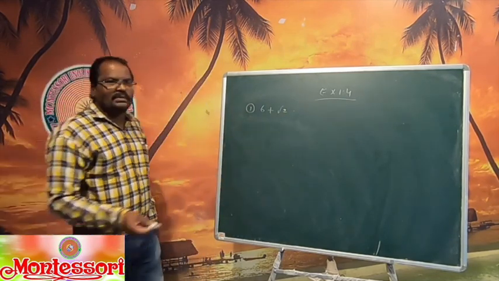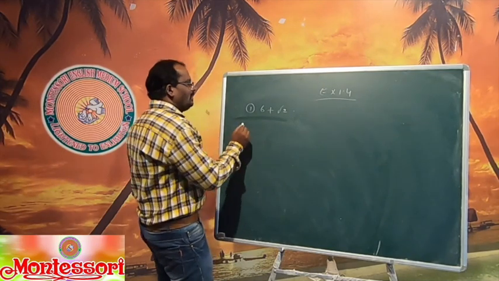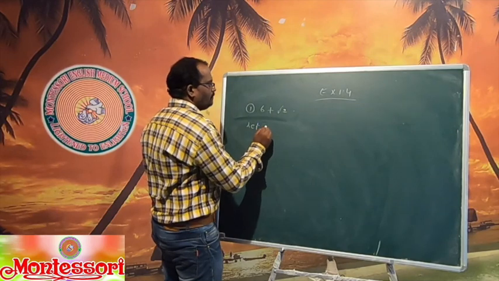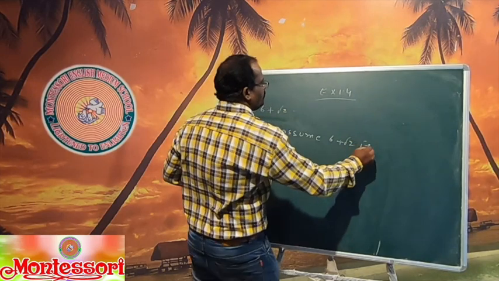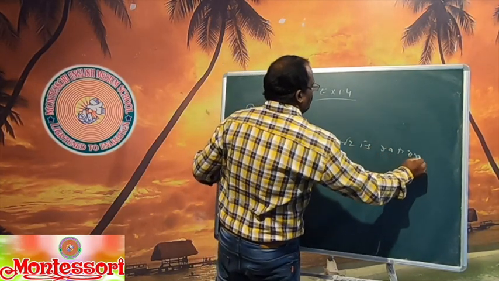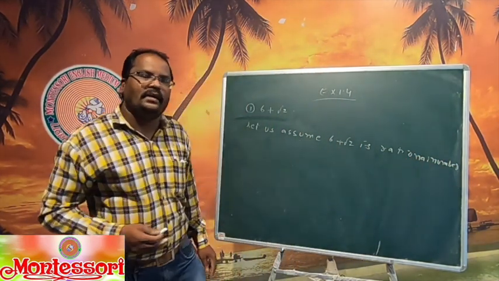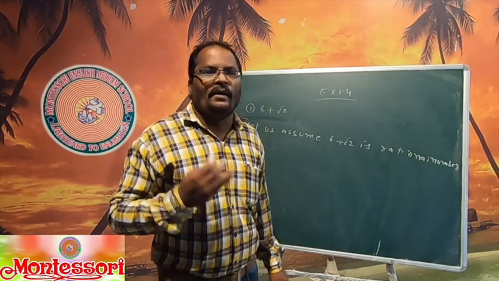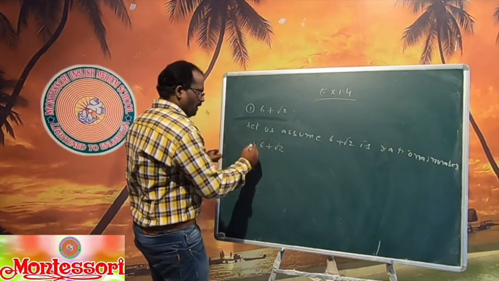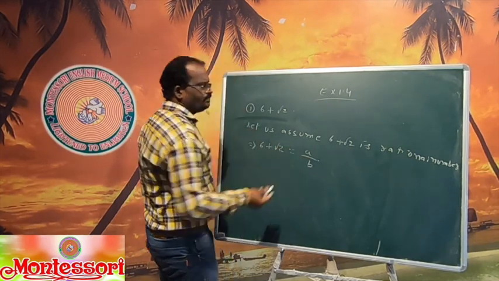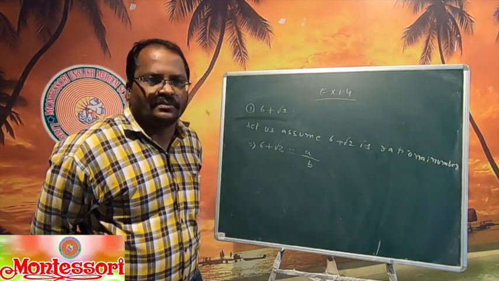First, same like the previous, let us suppose, or let us assume, 6 plus root 2 is a rational number. You have to suppose rational number. Whenever you suppose rational number, you know very well the rational number is of the form a by b. That means you have to write 6 plus root 2 is equal to a by b. Yes, a and b are both co-primes. The co-primes means the HCF is always 1.